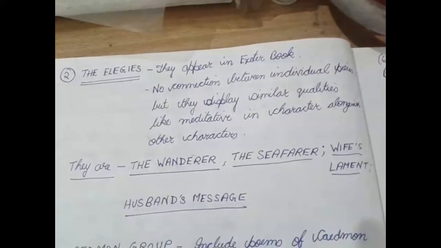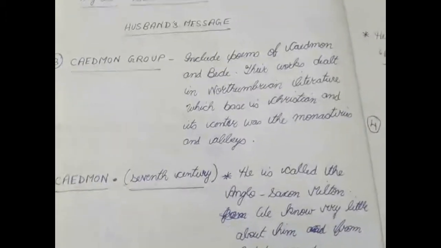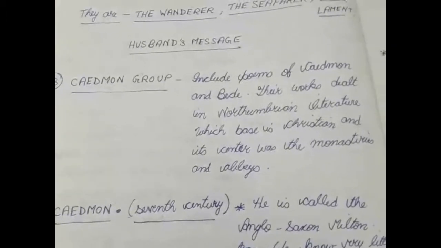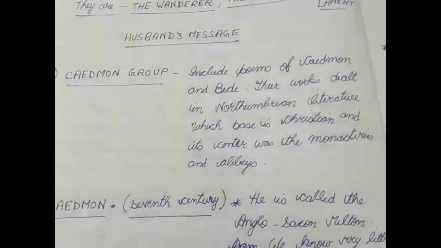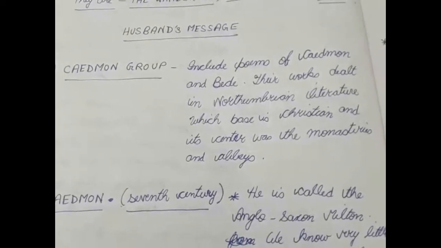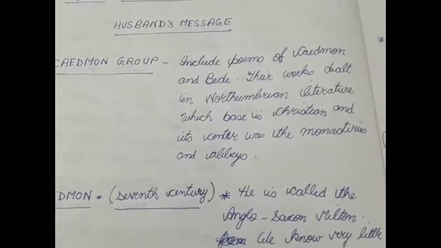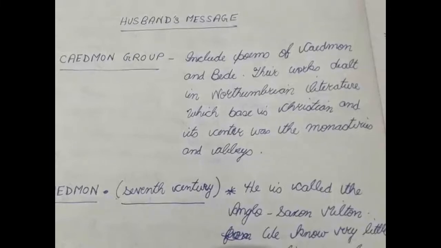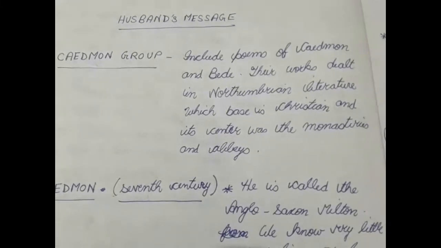Then the third part of the other poetry is the Caedmon Group. Now Caedmon is a writer, as I have already told you. Now this group includes poems of Caedmon and Bede. Bede is another writer. Both the writers' works belong to Northumbrian literature, whose base is Christian, and its center was the monasteries and abbeys.